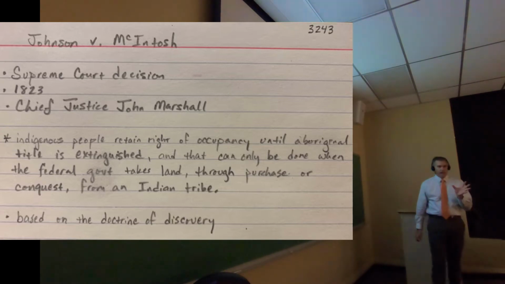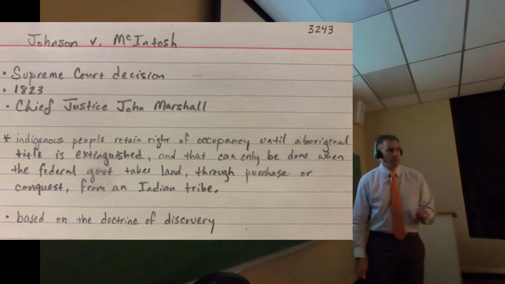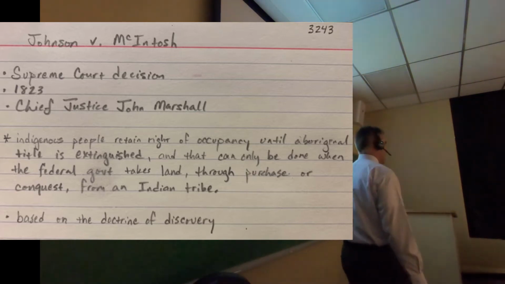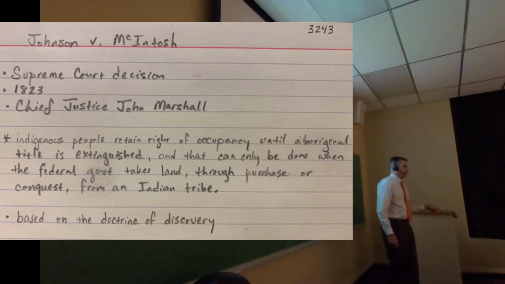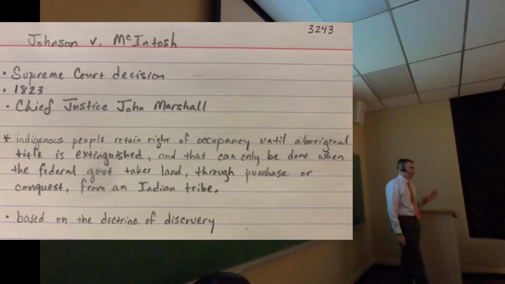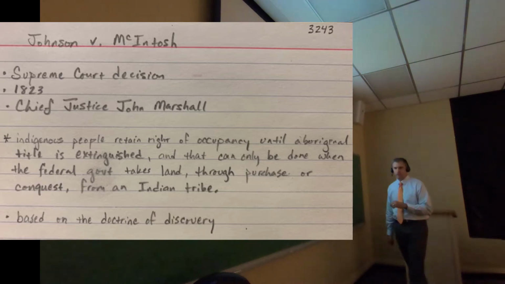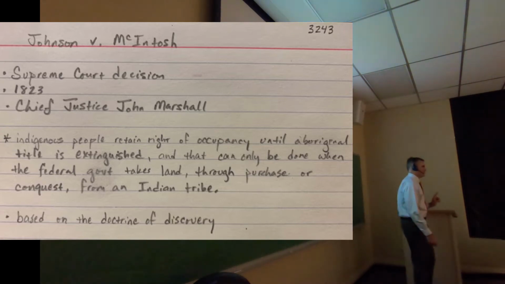So the United States can purchase land from Indian tribes, but a United States citizen cannot purchase land from an Indian individual or an Indian tribe and have its Aboriginal title extinguished. Only the federal government can extinguish Aboriginal title, the right of occupancy, because it's a nation, not an individual. This is always a sticky point.